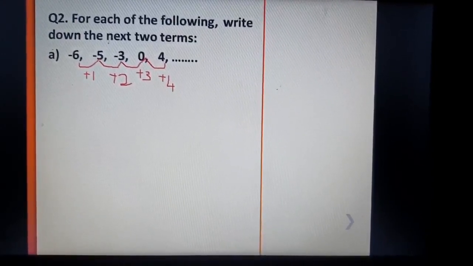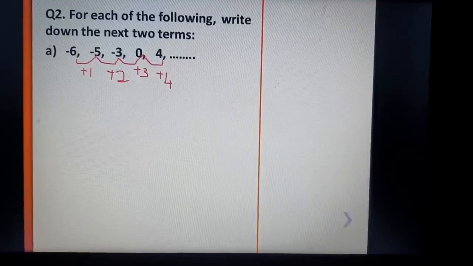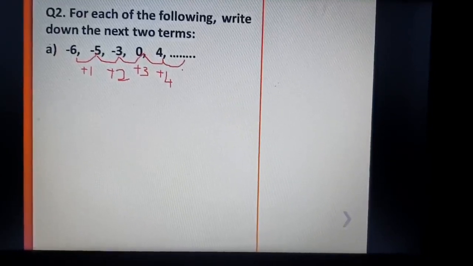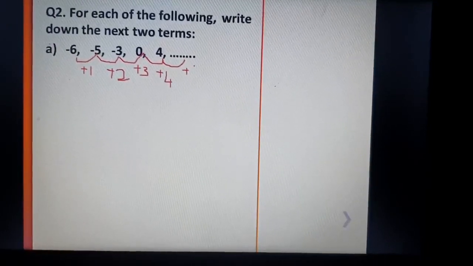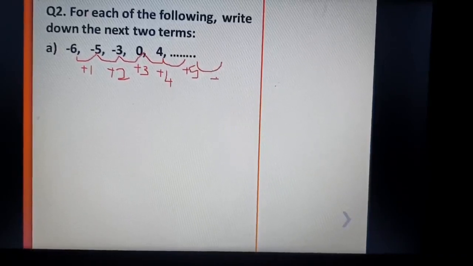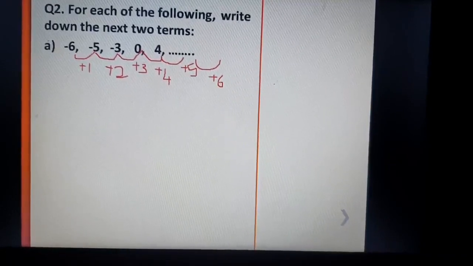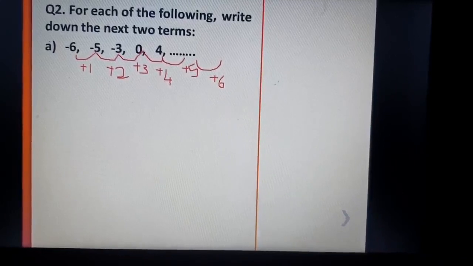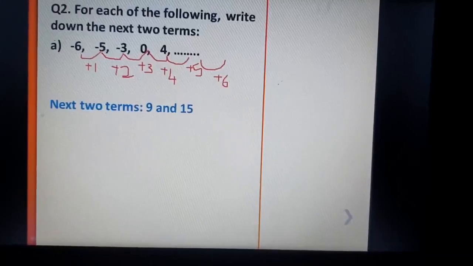So the question is, write down the next 2 terms. So what will be obviously the next one? Here what will be the rule? Yes, it will be plus 5. And what is 4 plus 5? Yes, 9. And again, the next rule will be plus 6, correct? So the next 2 terms will be 4 plus 5, that is 9, and 9 plus 6, that is 15. Clear?